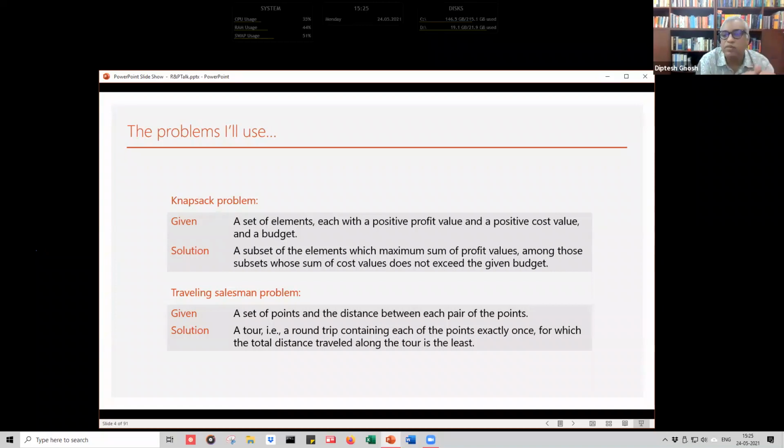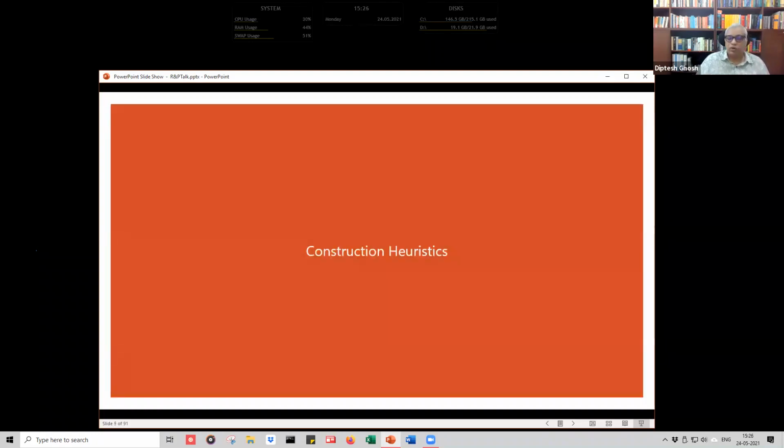Now, both of these problems are hard problems, which means that given a set of elements, it is not guaranteed that you'll be able to find that subset which has the maximum profit within a particular budget. You're not going to find that very easily. So even in a traveling salesman problem, if you're given a set of points, it's not guaranteed that you're going to find the optimal tour for that set of points. So these are two problems where we are going to talk about heuristics. So let's talk about heuristics.